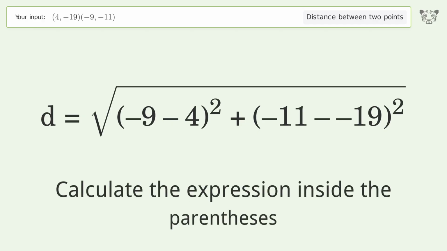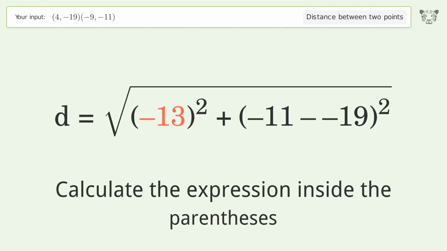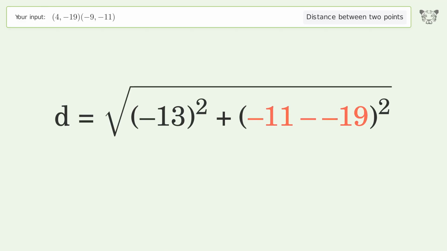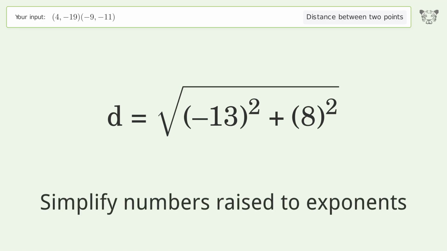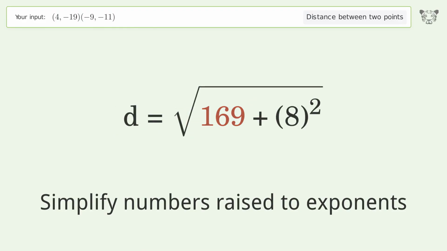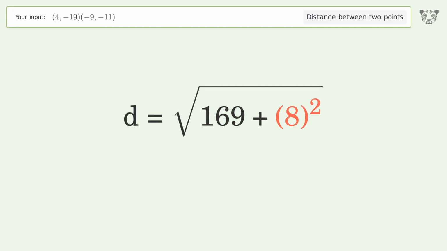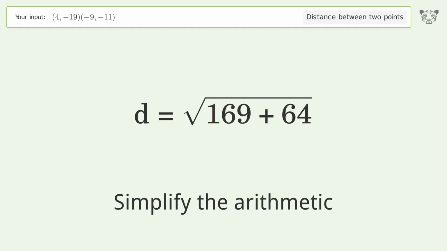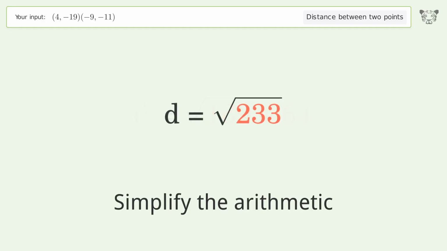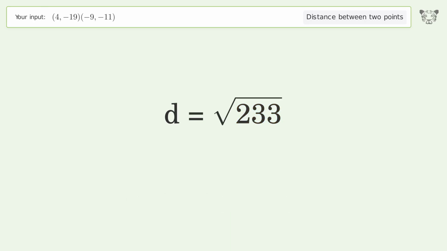Calculate the expression inside the parentheses. Simplify numbers raised to exponents. Simplify the arithmetic. And so the distance between the 2 points is the square root of 233, or 15.264.